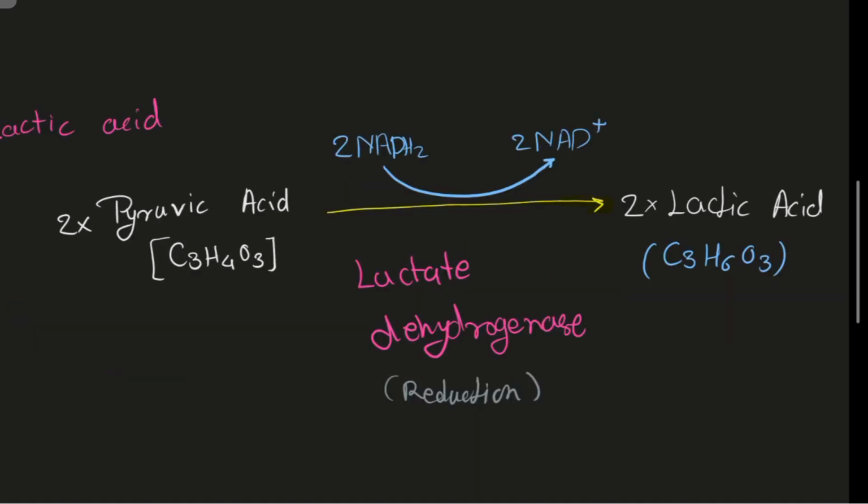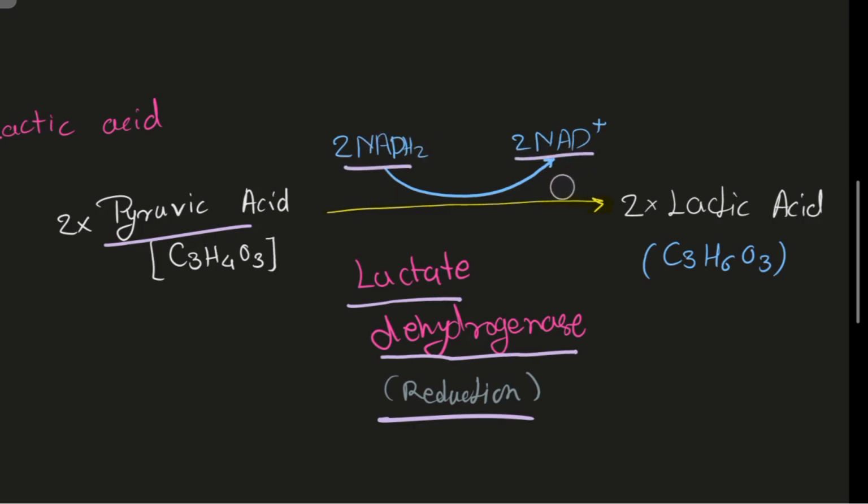In lactic acid fermentation, 2 pyruvic acid in presence of lactate dehydrogenase, by a reduction process, 2 NADH2 are converted into 2 NAD+, giving 2 molecules of lactic acid.